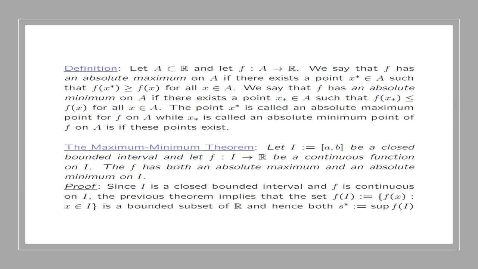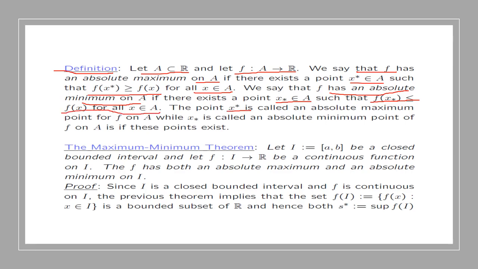So let's begin this video by looking at the following definition. Let A be a subset of R and let f be a function from A to R. We say that the function f has an absolute maximum on A if there exists some point x star in A such that f of x star is bigger or equal to f of x for all x in A. We say that f has an absolute minimum on A if there is some point x star down in A such that f of x star down is less or equal to f of x for all x in A.